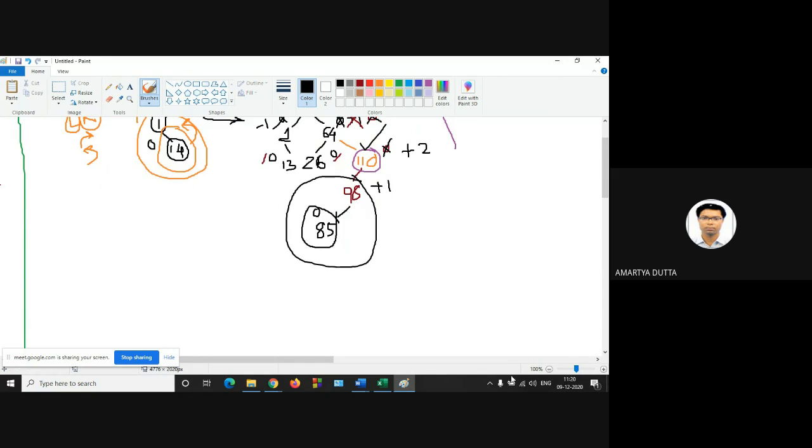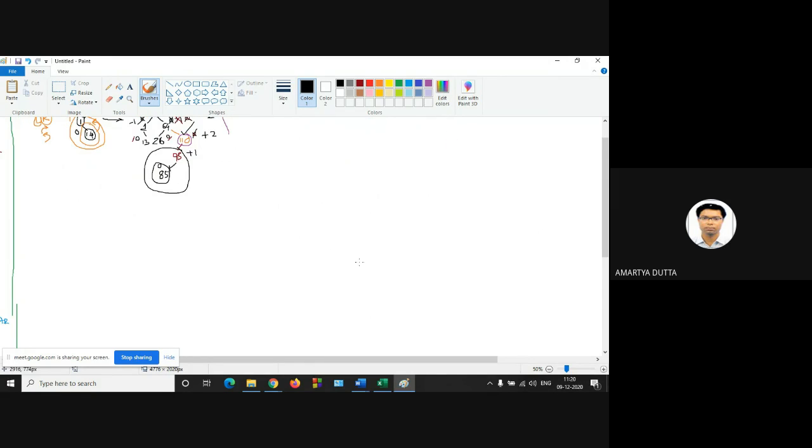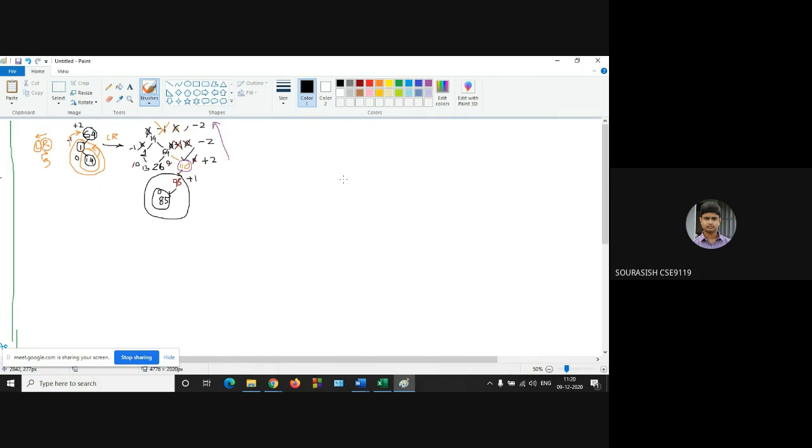So 98 will be the root. LL rotation means this particular rotation, clockwise. So 98 is the root, 85 is the left child and 110 is the right child. Is it clear to you? Yes, sir.